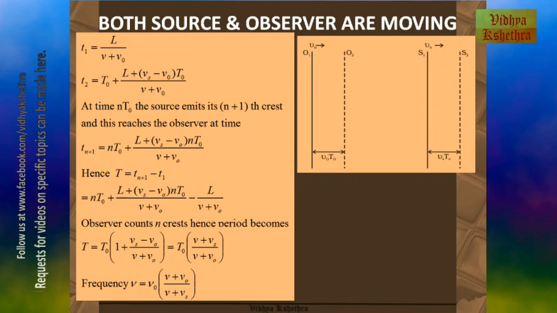Based on the direction of motion of the observer and the source, the signs have to be varied. So this is the end of this video. I had discussed the concept of beats and Doppler effect related to sound waves.